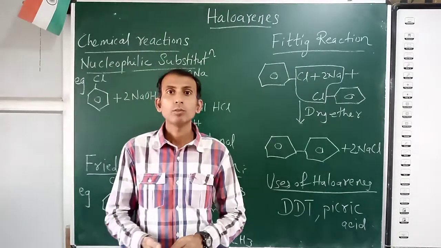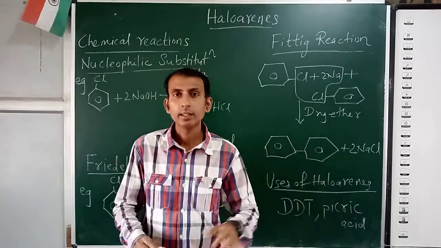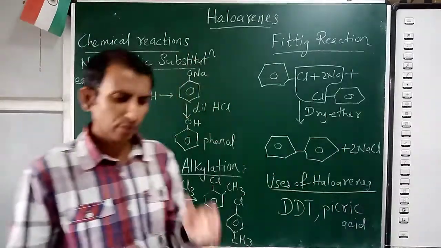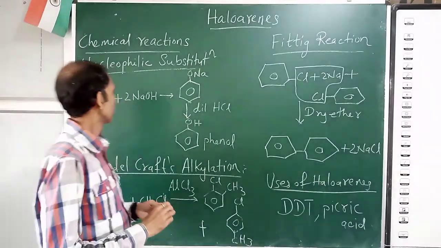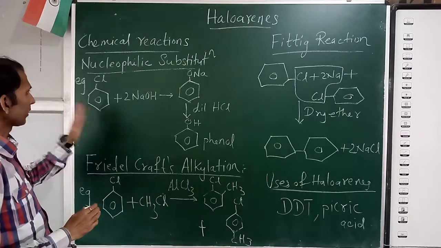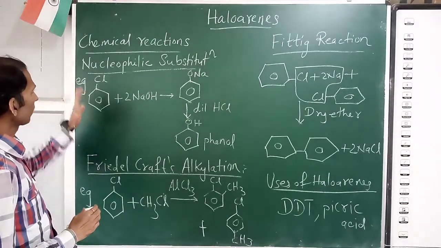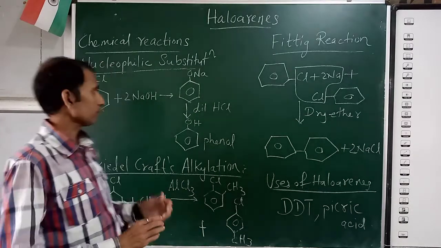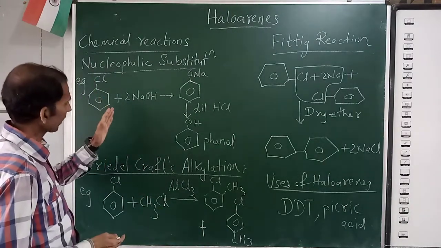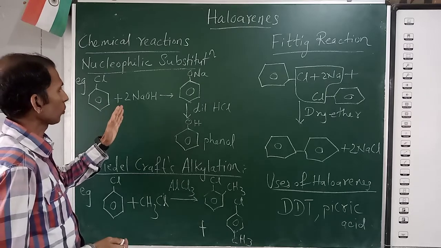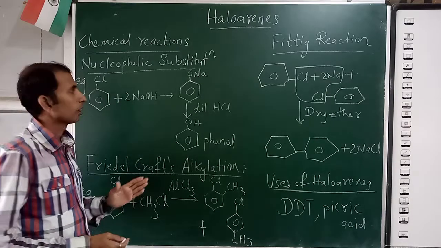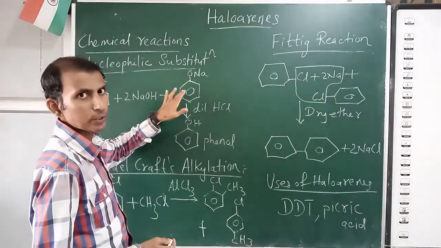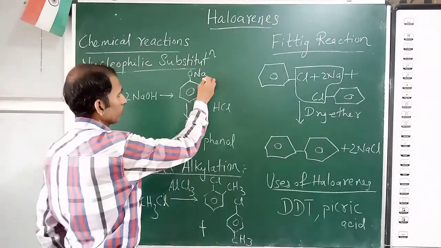So you already know this definition, we have studied it in 11th also. So we have a very simple reaction here. We have a haloarene, and here it is chlorobenzene. Now chlorobenzene reacts with two molecules of NaOH, forming sodium phenoxide. This compound is called sodium phenoxide.